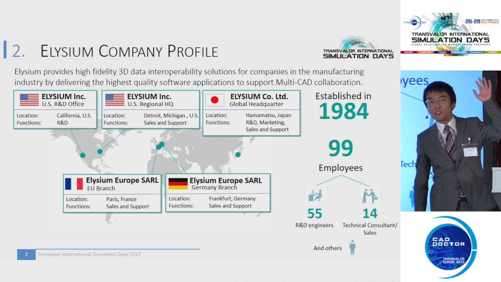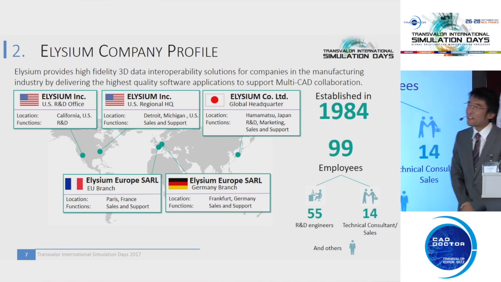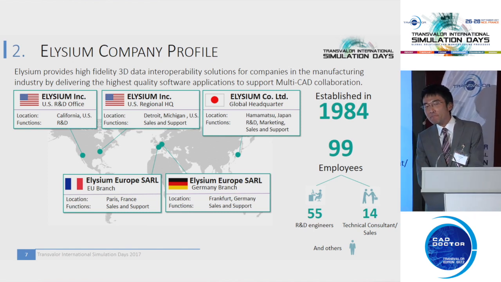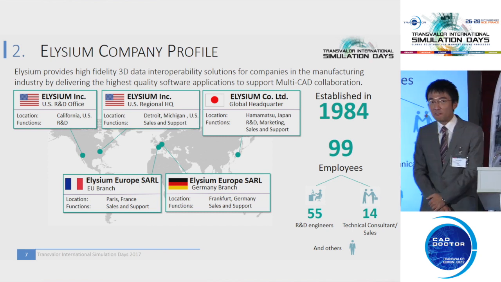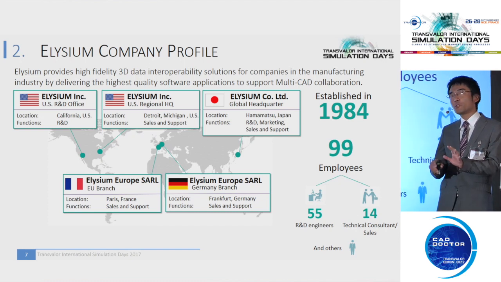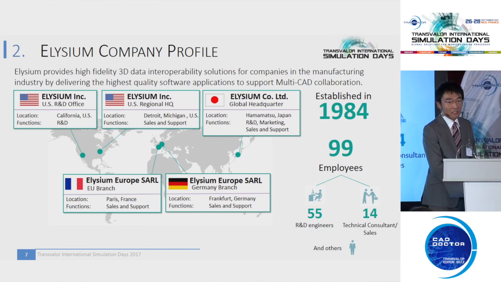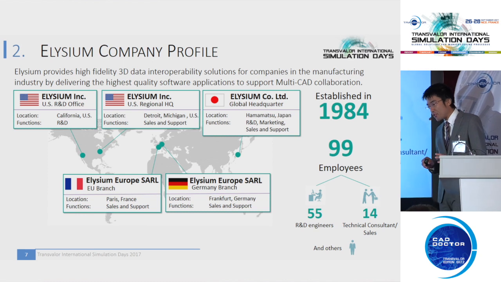Does anybody know the name of Hamamatsu? No, nobody knows. Okay, well, the headquarters of, for example, Suzuki Motors or Yamaha and also Kawai music instruments and so on. Those kinds of companies are located in our city. And also Toyota Motors is located about 70 or 80 kilometers to the west. So we are really located in a manufacturing city.